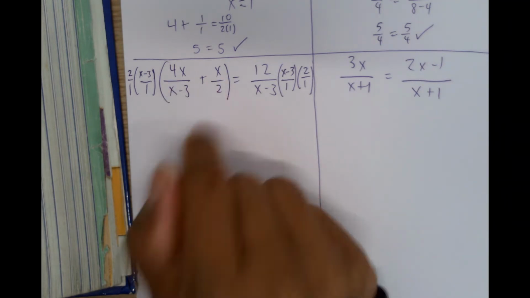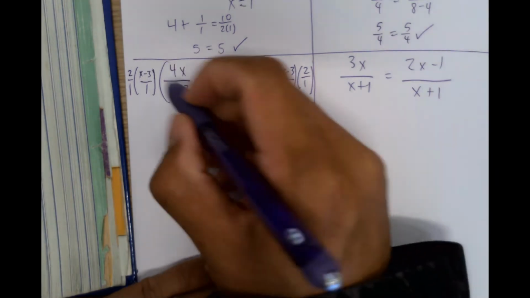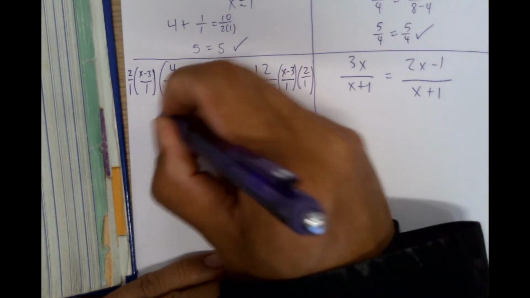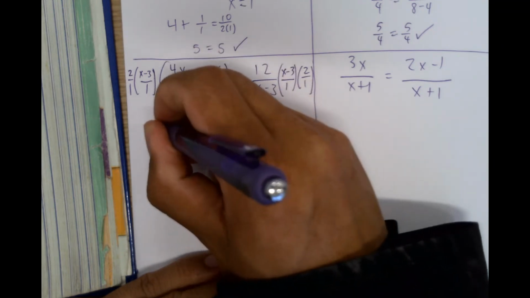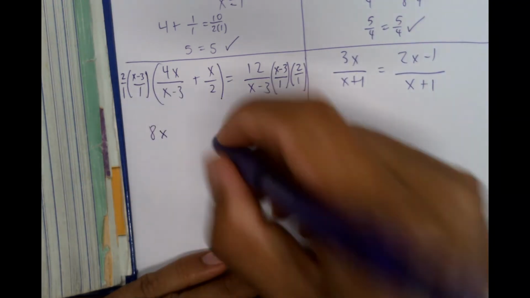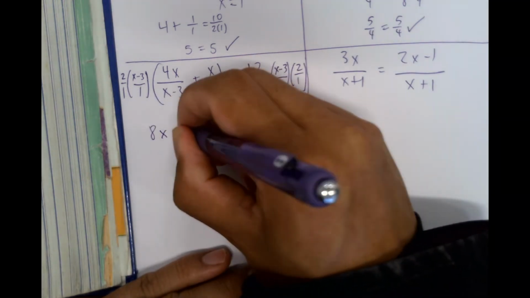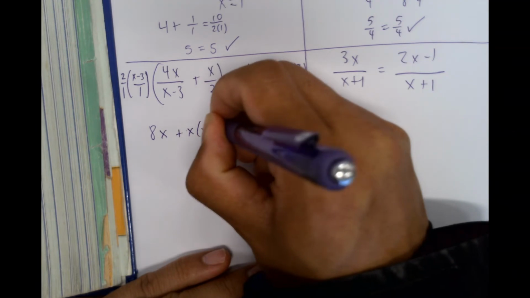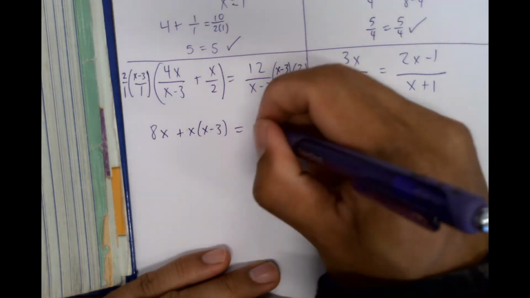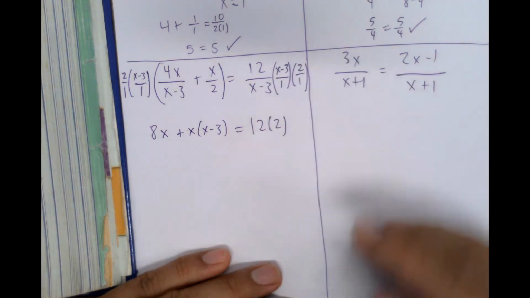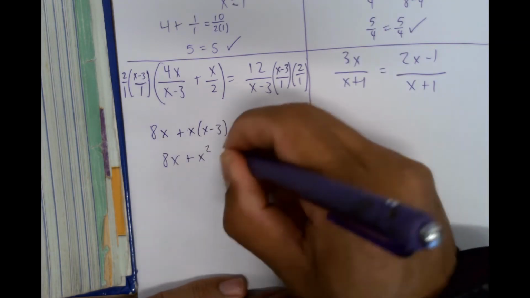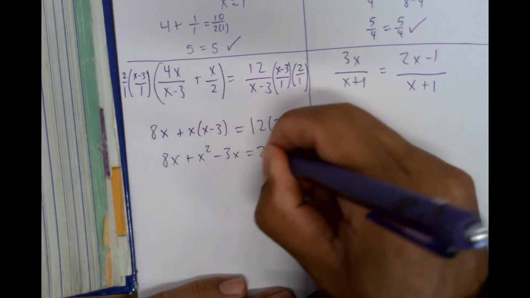So for this one, we're going to do 4x times 2, because the x minus 3's cancel out for that one, so we're left with 8x. In this one, the 2's cancel out, but then you're going to be left with x times x minus 3, and I actually just leave it in that form. This one, the x minus 3's cancel out, and you're just left with 12 times 2. So we have 8x plus x squared minus 3x is equal to 24.